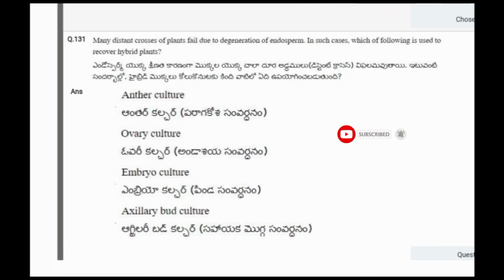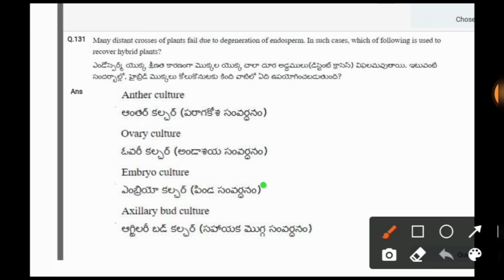Next question. Many distant crosses of plants fail due to degeneration of endosperm. In such cases, which of the following is used to recover hybrid plants? The options are anther culture, ovary culture, embryo culture, axillary bud culture. The correct option is embryo culture. Next question.